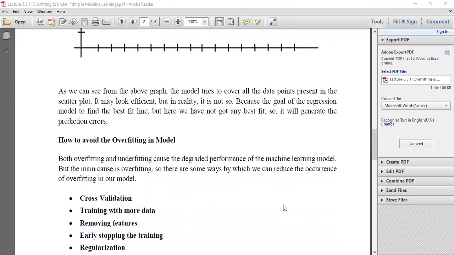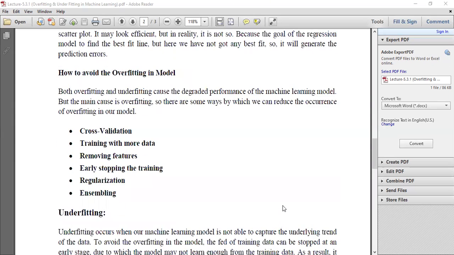So how to avoid overfitting in the model? Both overfitting and underfitting degrade the performance of the machine learning model, but the main cause is overfitting. There are some ways by which we can reduce the occurrence of overfitting in our model. First is cross-validation, training with more data, removing features, early stopping the training, regularization, and ensembling.